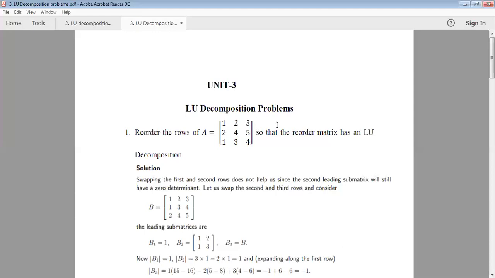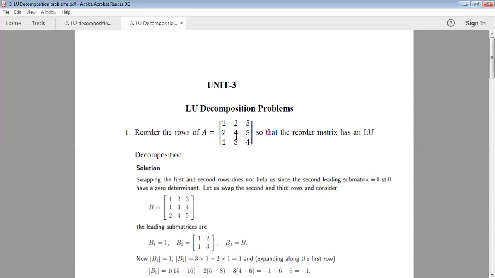In our definition, matrix A is factorizable means all leading principal minors of A are non-zero. But here, the leading principal minor of order 2 is 0. So directly, we cannot factorize it. A is not factorizable, right? So what is our question? Reorder the rows of A so that the reordered matrix has an LU decomposition. Directly this matrix A is not factorizable.